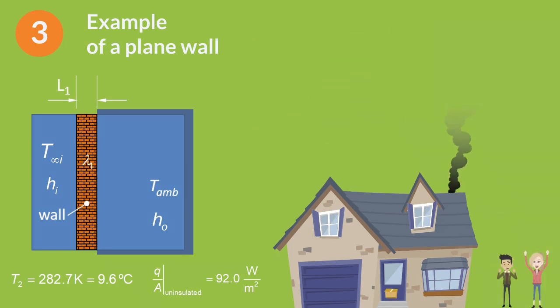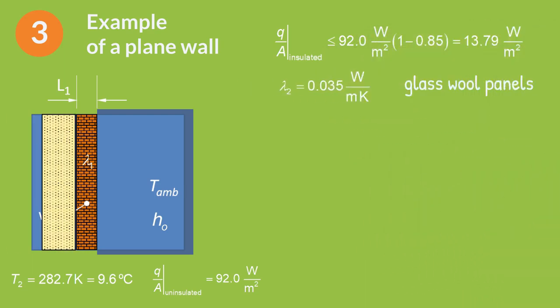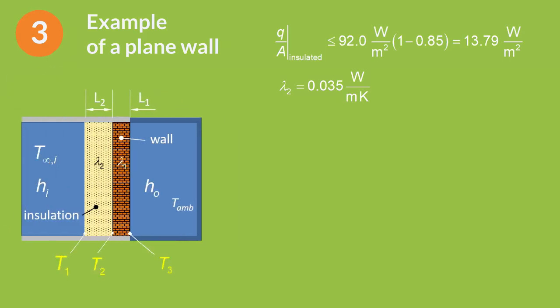Let us help them to reduce the energy consumed for space heating in December by 85%. The objective is to reduce the heat flux below 13.79 watts per square meter. We will use glass wool panels with a thermal conductivity of 0.035. We will start calculating the minimum insulator thickness that fulfills the objective.